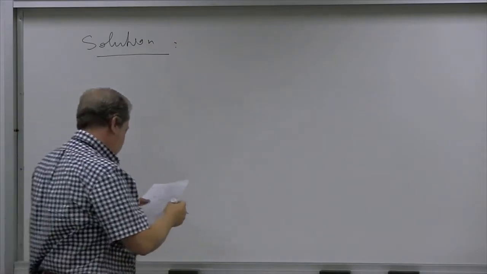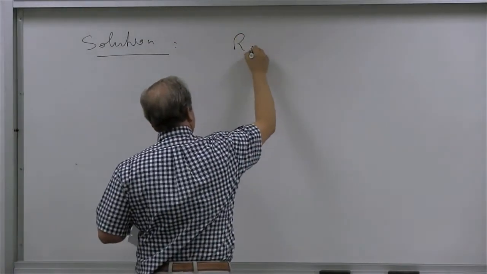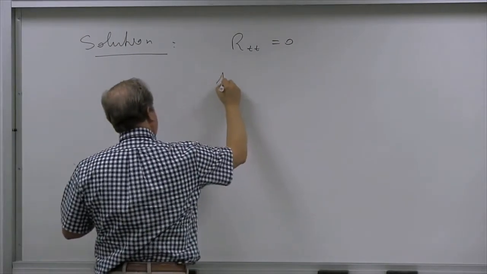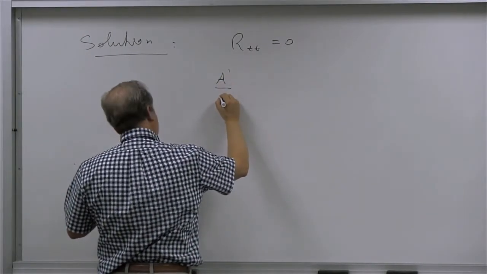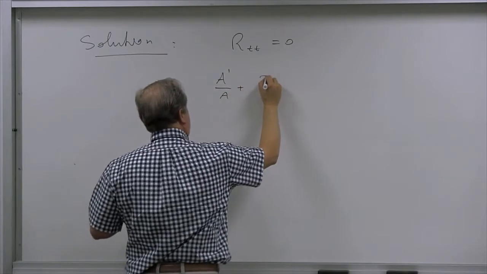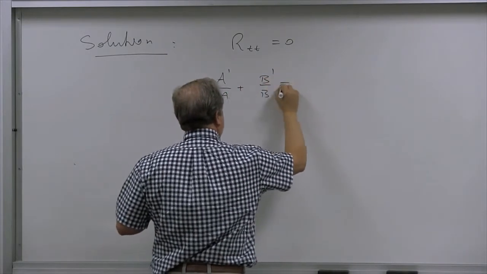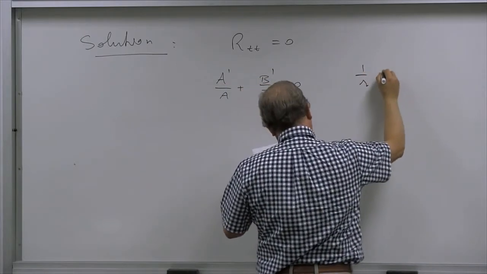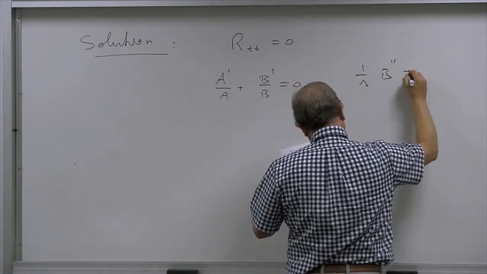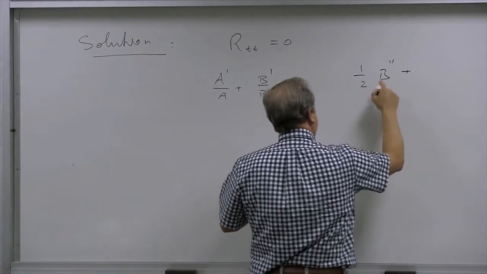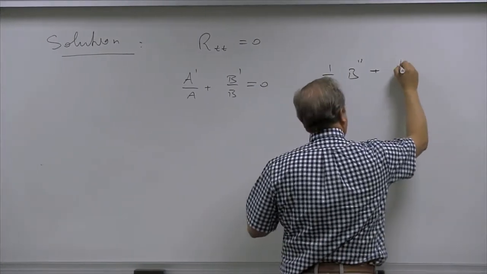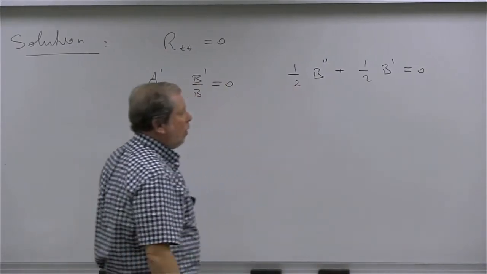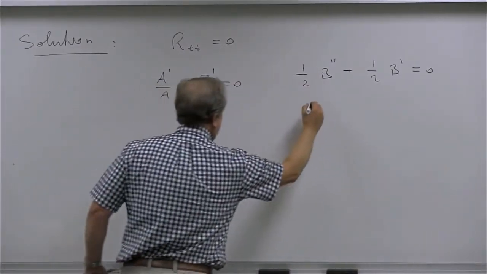is that the first thing we look at is R_tt equal to 0, right? And as I said, we can break this down into A prime over A plus B prime over B is equal to 0, and 1 over R times B double prime plus 1/2 B double prime plus 1 over R B prime is equal to 0. This will actually work to break those down in this way.